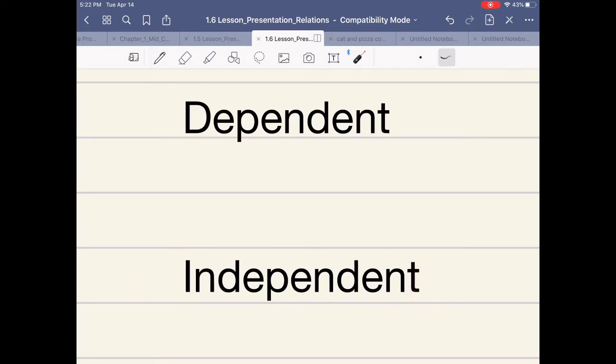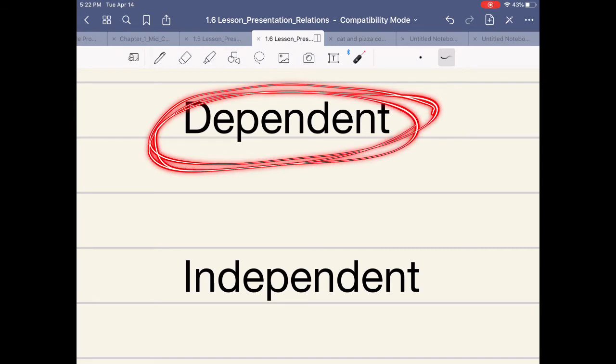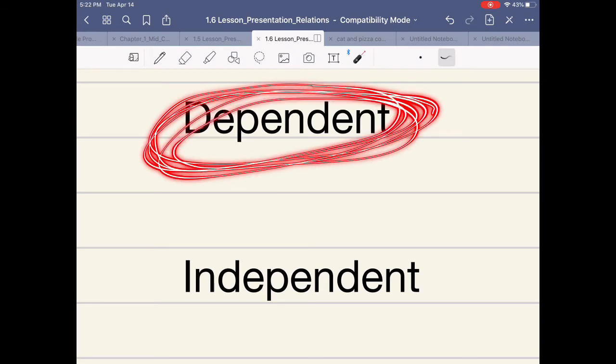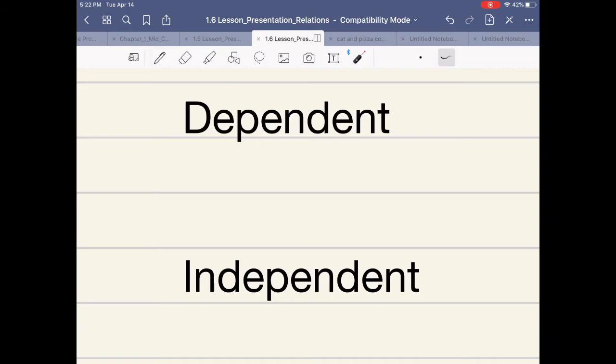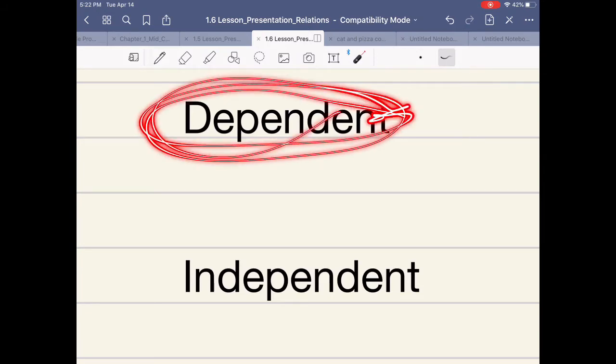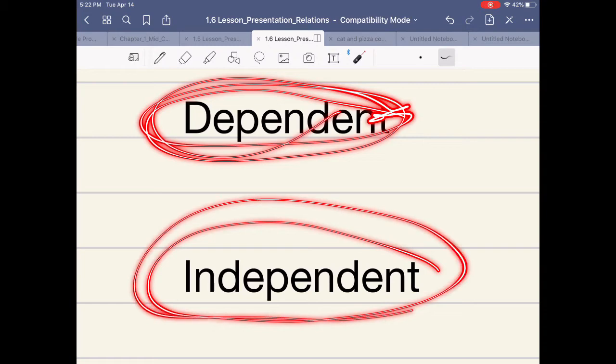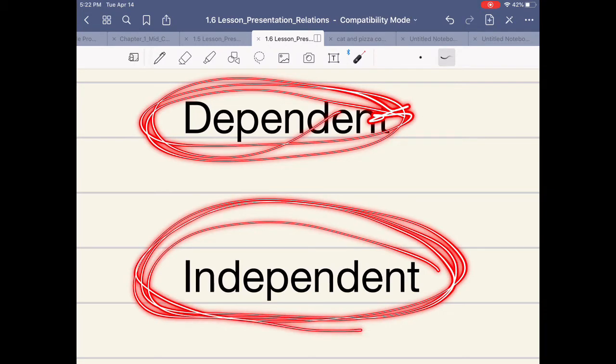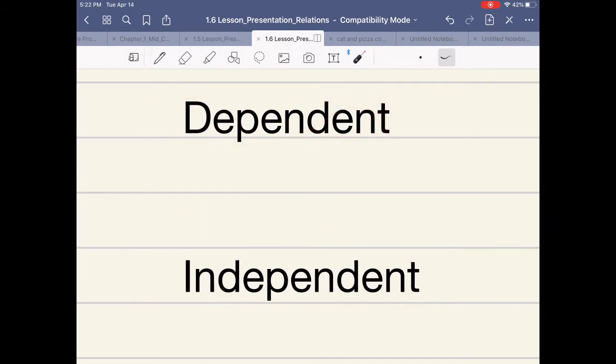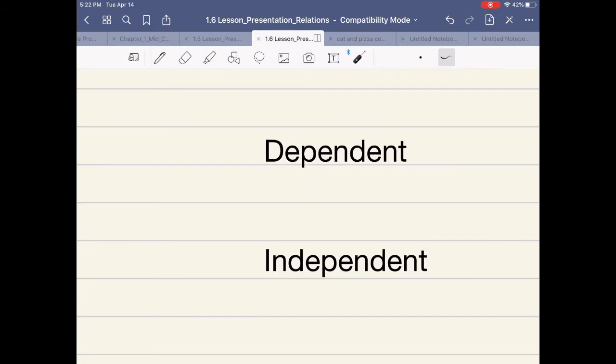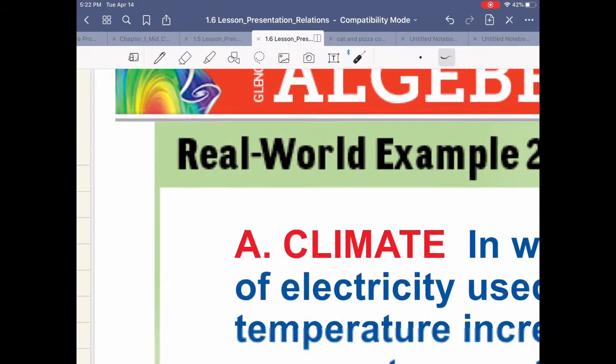So the same thing in math. I'm going to look at two different things, and we're going to say which one is the dependent, which one is the one that is not affected by the other one, which one is the one that is affected by the other one, and which one is the other one that doesn't really care about the other item. So let's look at the first example.